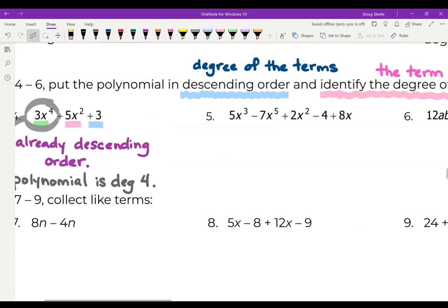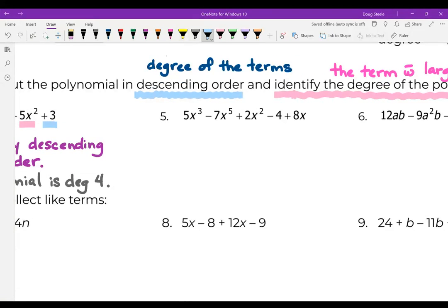Okay. When I look at the next question, I can see that it's not written in descending order. I can see that negative 7x to the power of 5 is our largest degree, so I can already state the degree of our polynomial would be 5, but right now we don't have it written in that order. So I have negative 7x to the 5. The next one, I don't see any that have an x to the power of 4, so now I go to the 5x to the power of 3.